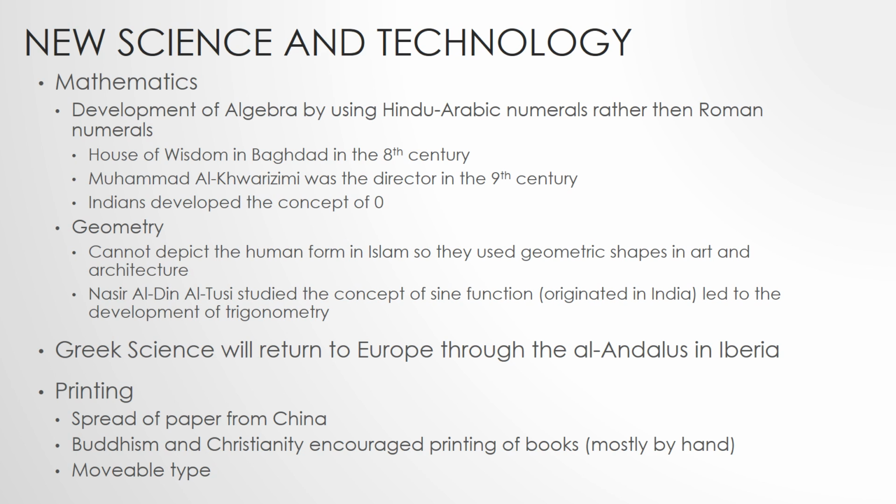Movable type is used during the Song dynasty. And obviously we lose that technology a little bit with the attack of the Mongols. And the Europeans, again, are not going to develop that movable type until the next time period.